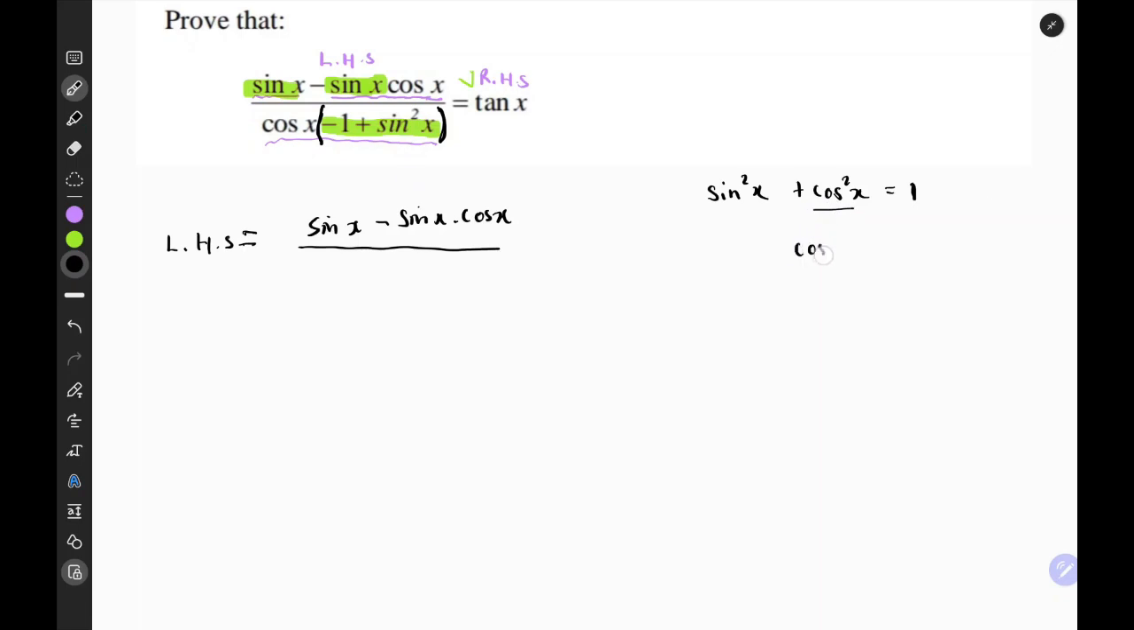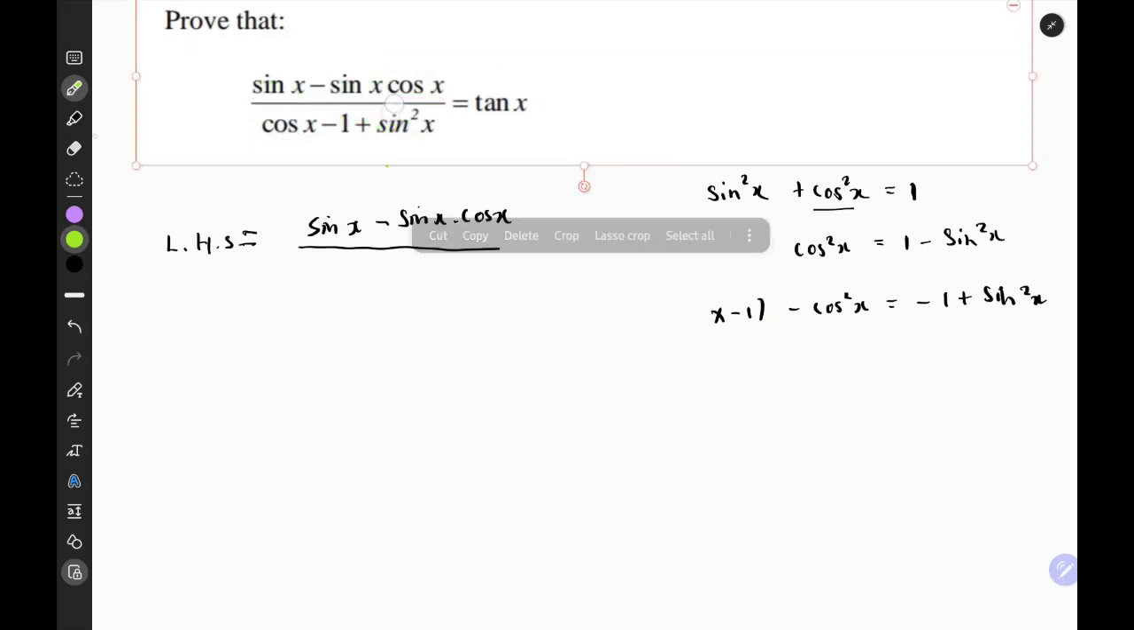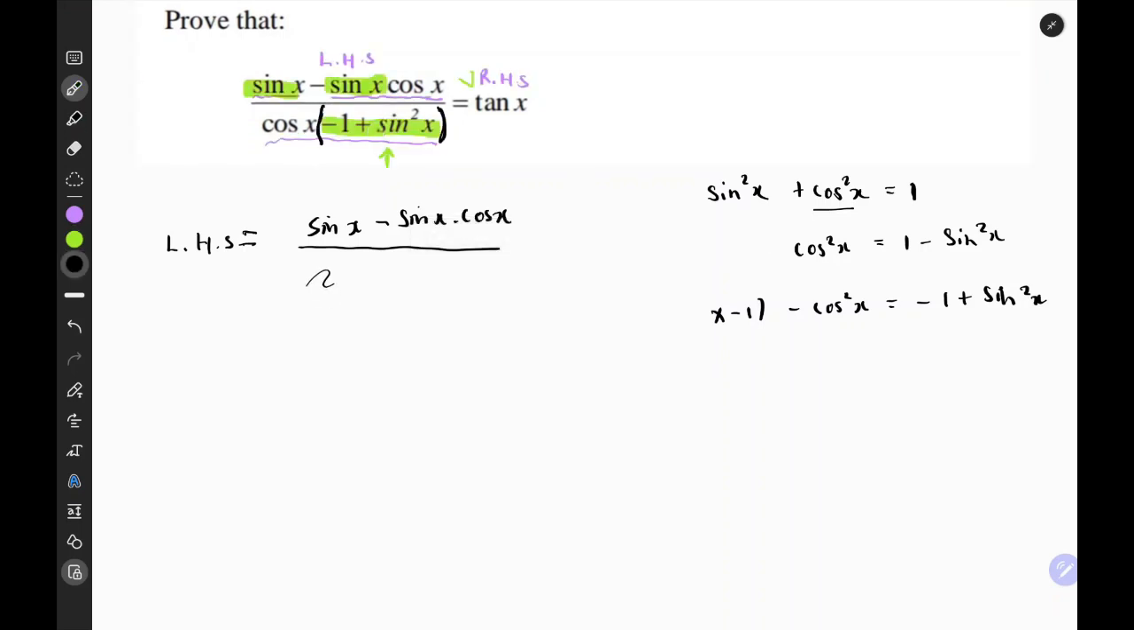So cos squared of x should be equal to 1 minus sine squared of x. If we multiply throughout with negative 1, we should get minus cos squared of x is equal to minus 1 plus sine squared of x. And that is what we have here. So I'm going to rewrite the denominator in terms of cos of x. So this is cos x minus cos squared of x.